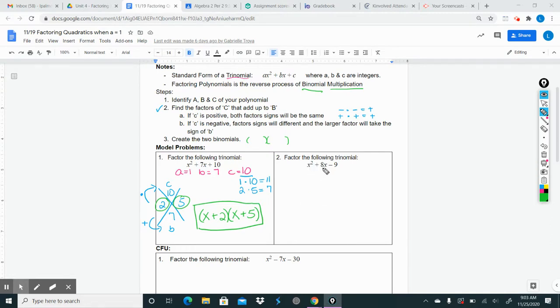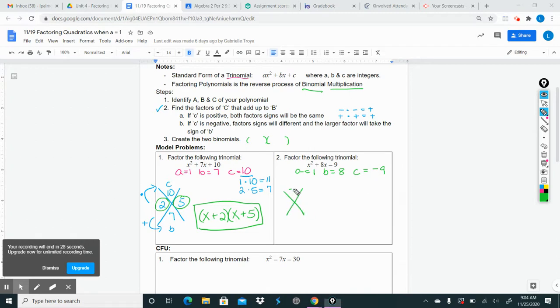And the next trinomial example is when c is negative, so a is 1, b is 8, and c is negative 9. Factors of negative 9 that add up to 8. Factors of negative 9 are 1 and 9, 3 and 3. b is positive, so the larger factor is going to be positive, the other one's going to be negative. Adds up, we get negative 1 and 9. So x minus 1 and x plus 9.